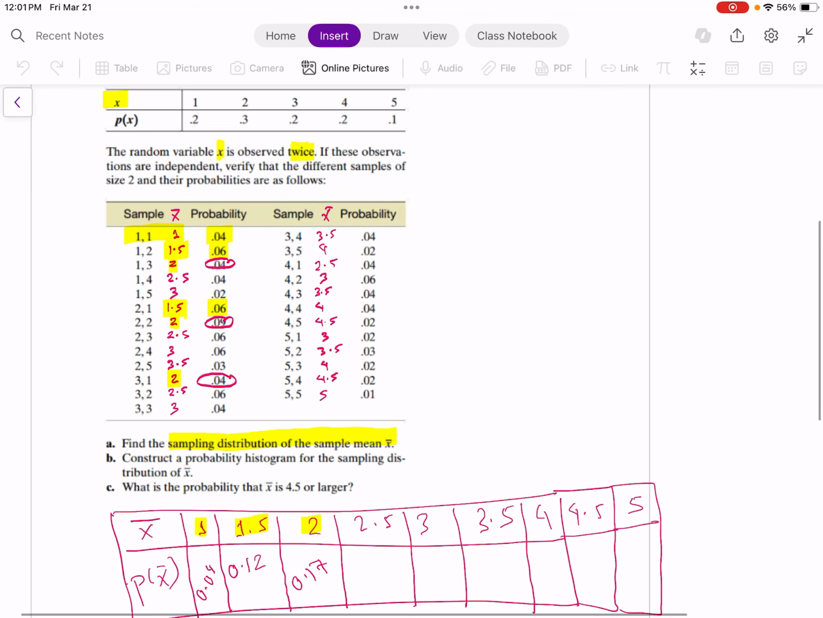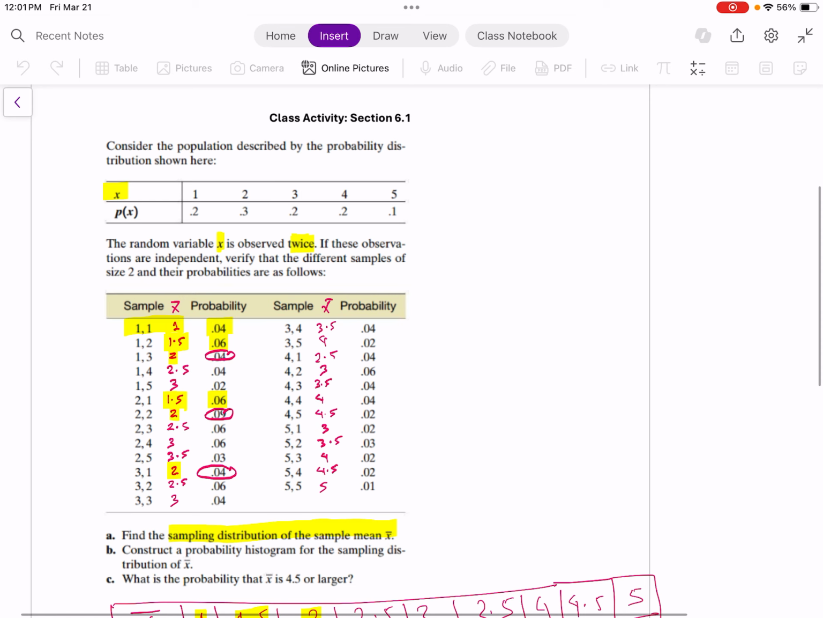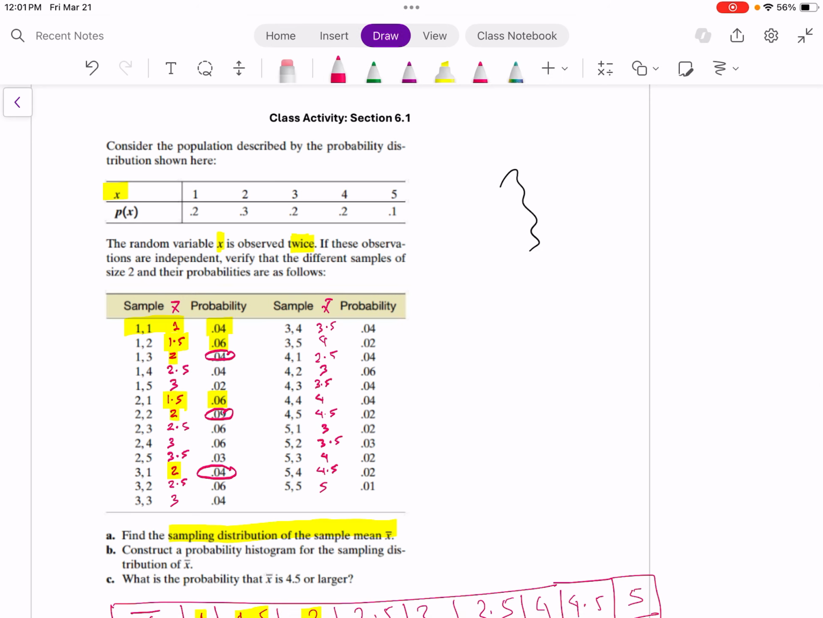So in this example, we have this probability distribution. Our first table is the probability distribution. We have our x discrete random variable, and the probability that x takes each number is given to us. So this table is a probability distribution for us.